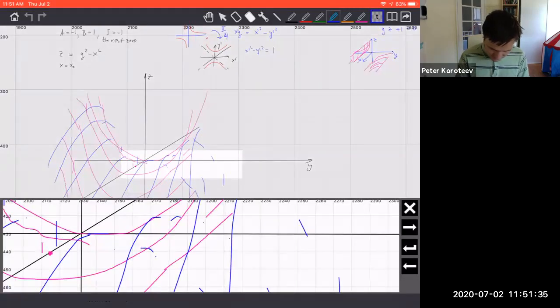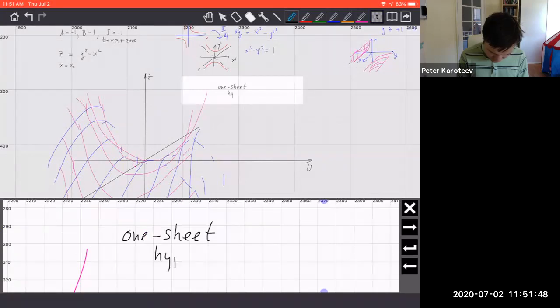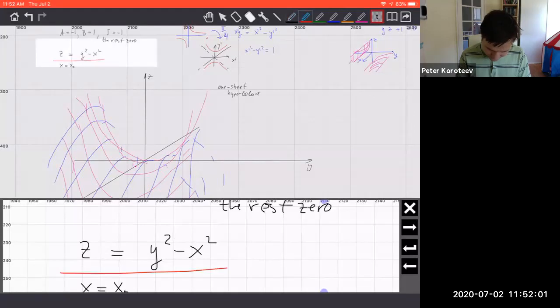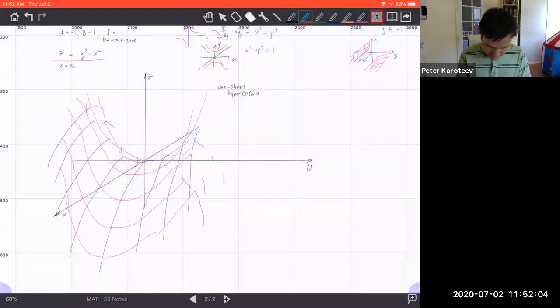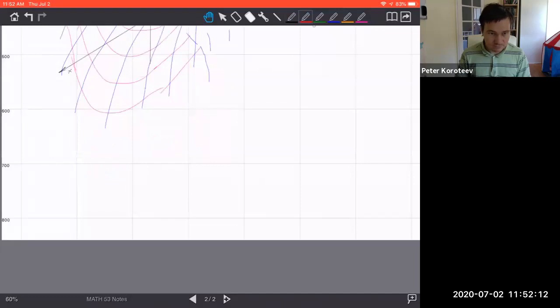It's a saddle, or scientifically it's called the one-sheeted hyperboloid. Yes, it's a surface that appears quite often. Well, if it's a one-sheeted hyperboloid, there's also a two-sheeted hyperboloid, and it's given by a slightly different equation.